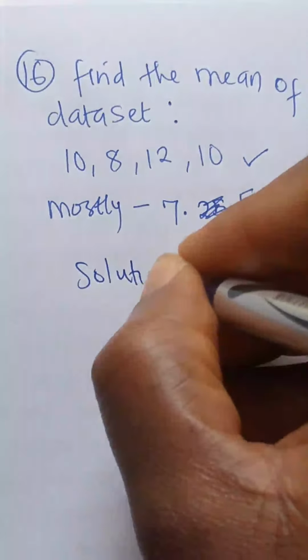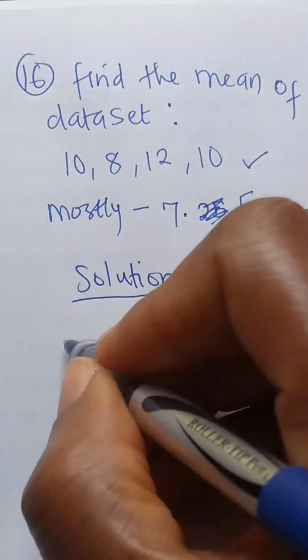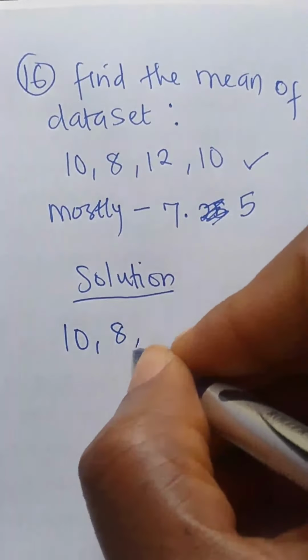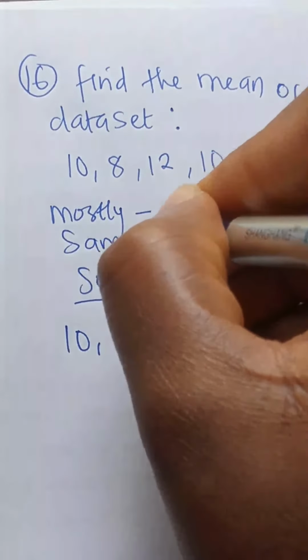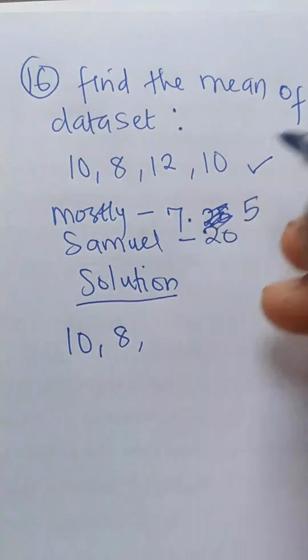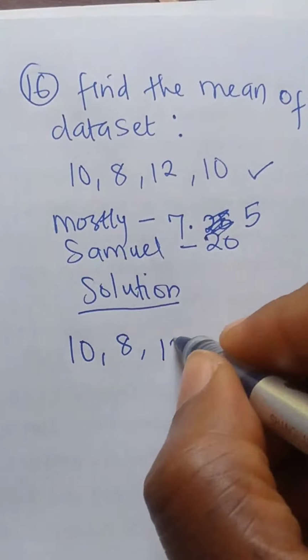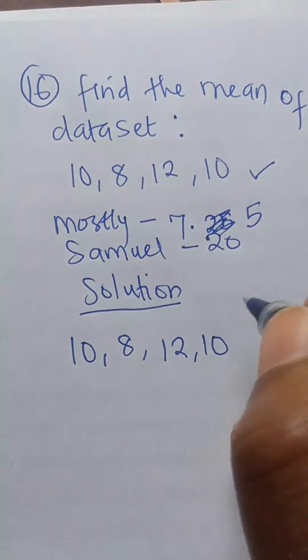Let me write it out so that you can solve it. Okay. So Samuel said 20. Okay. So we have 12. We have 10. All right.